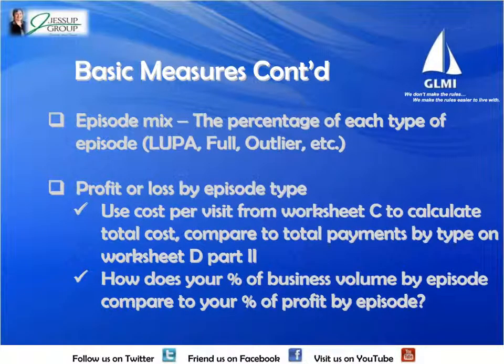So here are a couple other basic measures that we try to calculate from the cost report information. The percentage of each type of episode, that's a good thing to track internally and benchmark externally also: what your percent of LUPAs are, what your percent of outliers are. And then you can use the cost per visit from Worksheet C to calculate total cost and compare it to the total payments on Worksheet D, and you can get some profitability information off of the cost report too.